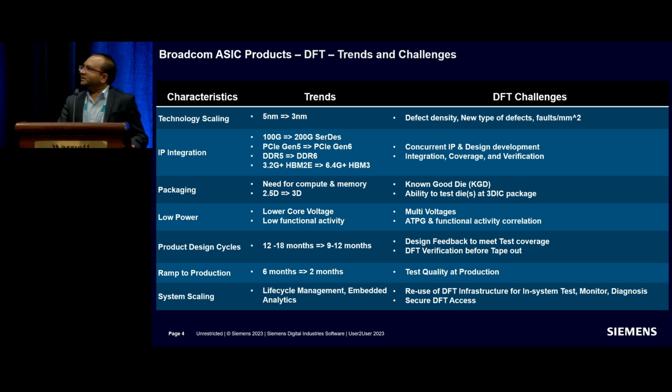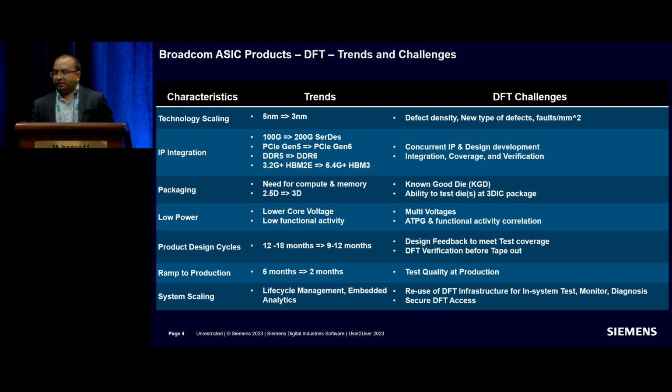So let's just start with the Broadcom ASIC products that we do. I think people have talked about the technology scaling, and from a DFT perspective, what we see is the number of faults growing per square millimeter because of that, and new types of defects which are coming into the picture. And with 3D, it's probably going to be even more challenging as we go from 3 to 2.